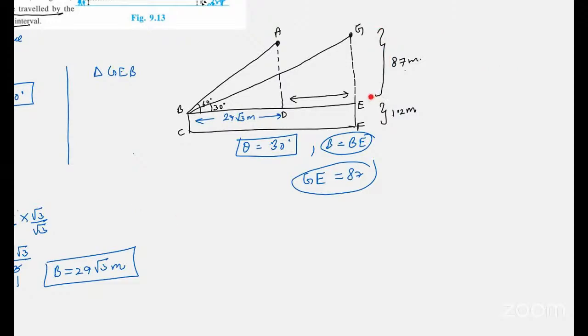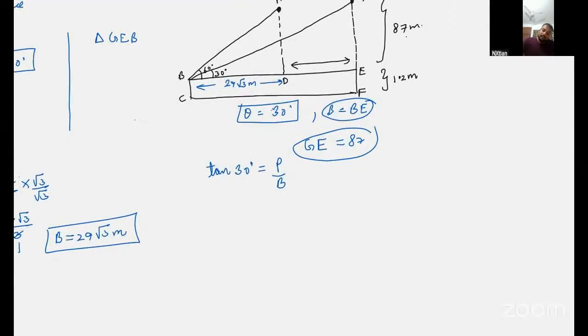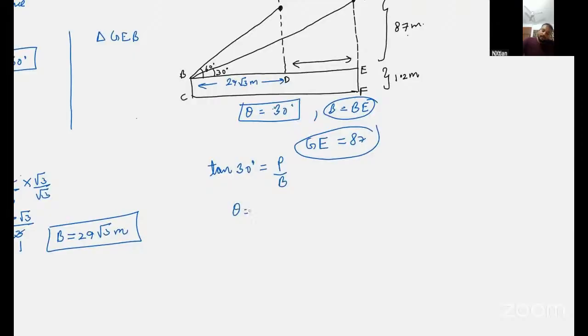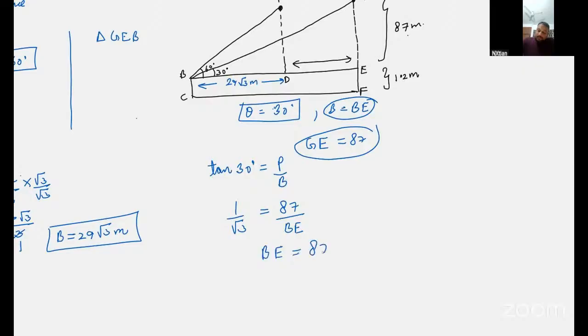Okay. Now we will use tan. So tan 30 degrees equals perpendicular upon base. Theta is 30. Tan 30 is 1 by root 3. Sir, we have to find DE. Yes, we have to find DE. So first we are finding BE. So BE will be 87 root 3.